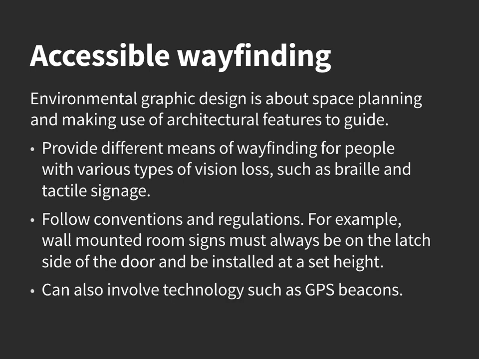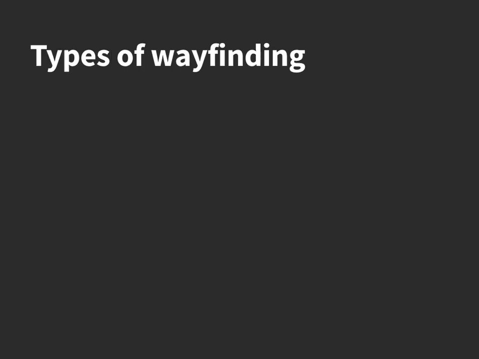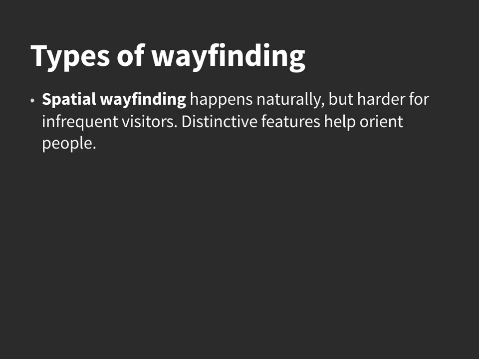It can also involve technology such as GPS beacons, as I spoke to just a minute ago. So there are different types of wayfinding. It's not all about signs. So there's spatial wayfinding, which tends to happen naturally as we orient ourselves to an environment, as we get used to the landmarks and just the environment that we are part of. But it can be much harder for infrequent visitors.